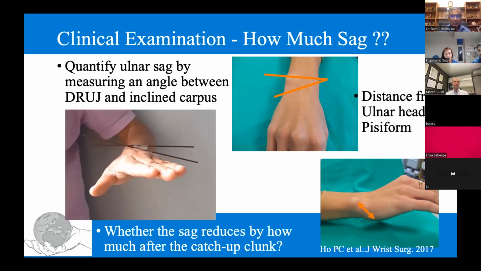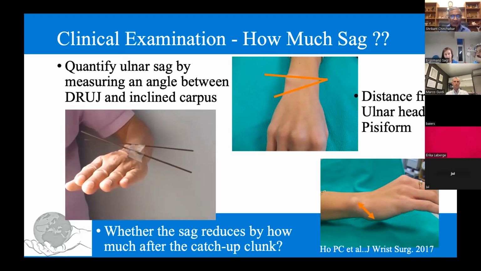And this is of course my wrist, and we can very well see that I don't have a clunk, as you can see right here. But if the patient has a clunk and the catch-up clunk sort of disappears, we can quantify whether the sag reduces, and by how much, after the catch-up clunk has occurred.